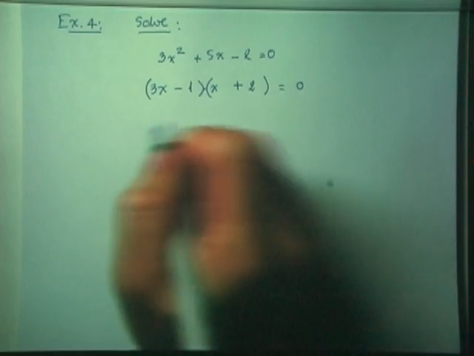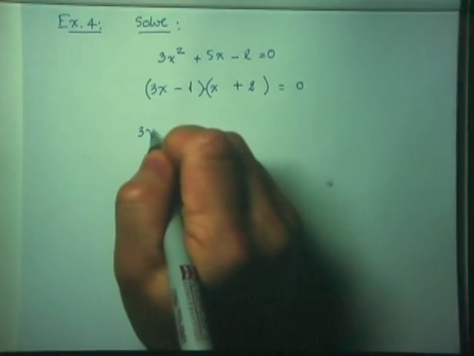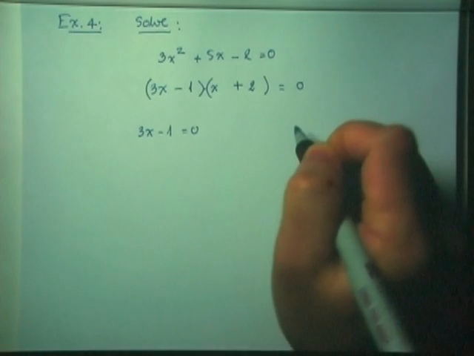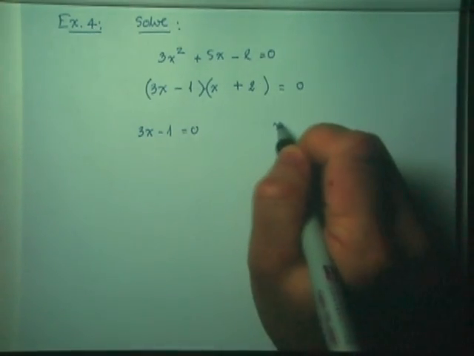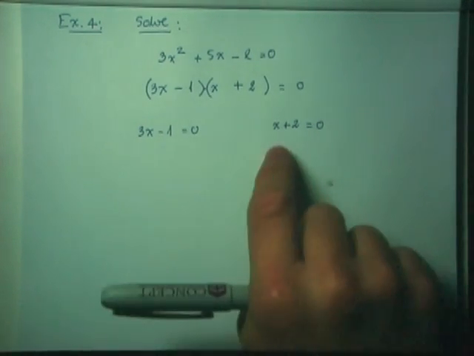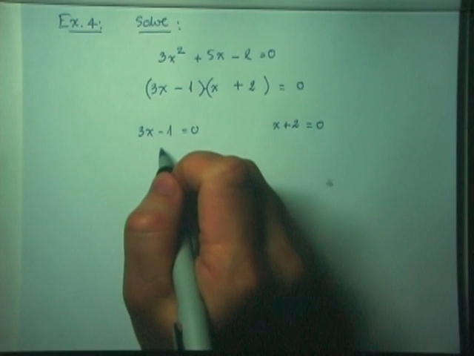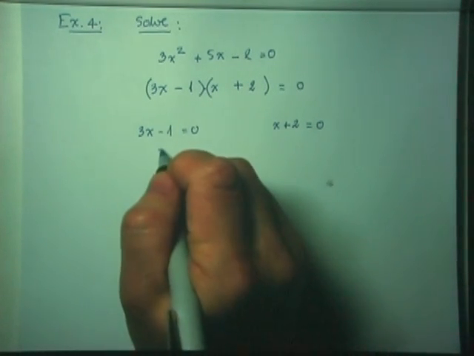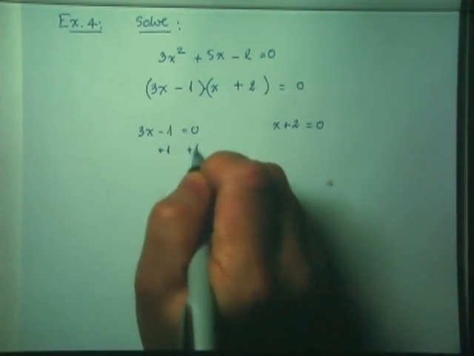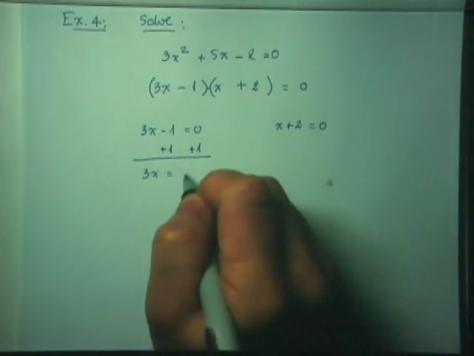We have a product of two factors equals 0. And so according to the way we've been doing it, we're taking each factor, 3x minus 1, and setting it equal to 0. So I have 3x minus 1 equals 0, x plus 2 equals 0. And now looking at each of these little equations, I'm solving for them one by one. For the first equation, adding 1 to both sides, I end up with 3x equals 1.